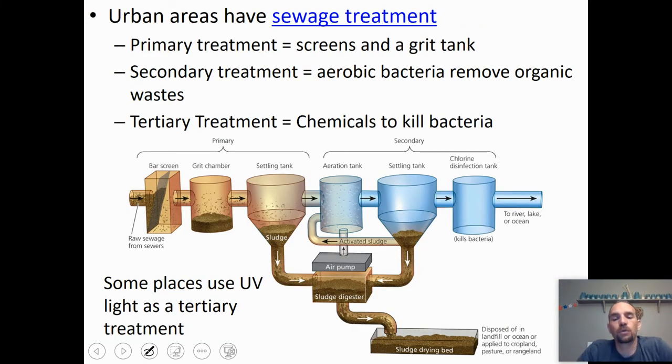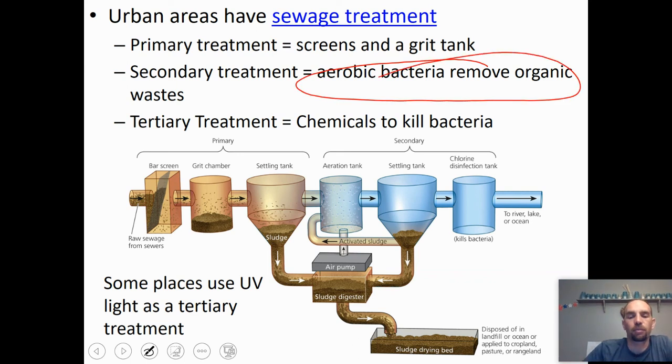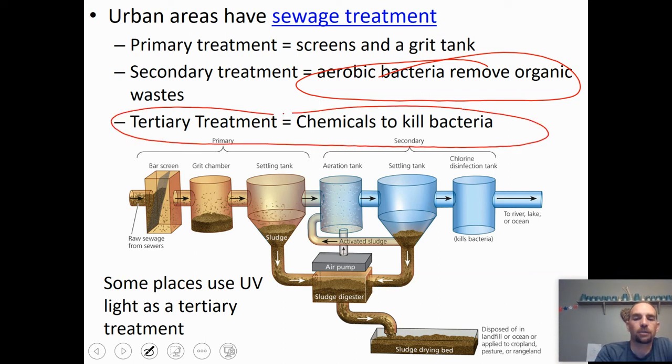Okay, you guys did your project on sewage treatment plants. You have a three-step process. The first one is large bulk items are taken out with screens, what we call a grit tank. Number 2, aerobic bacteria are going to break down the organic waste, break down a lot of the fecal matter that's still in there. And then tertiary, which most places do nowadays, is that they're going to kill the harmful bacteria with chemicals before it's discharged into lakes and rivers.